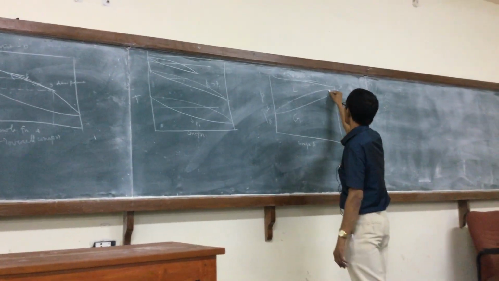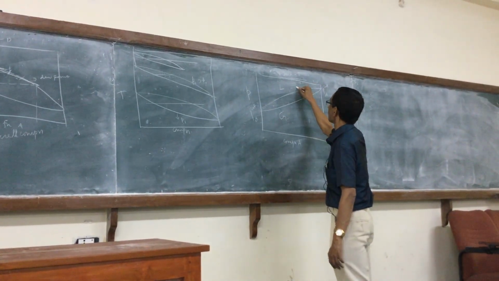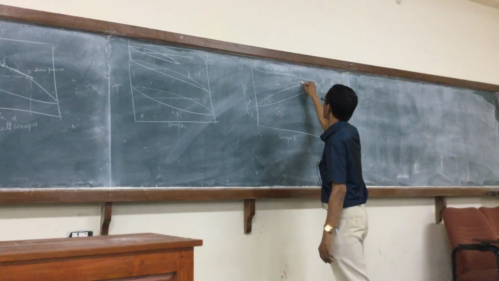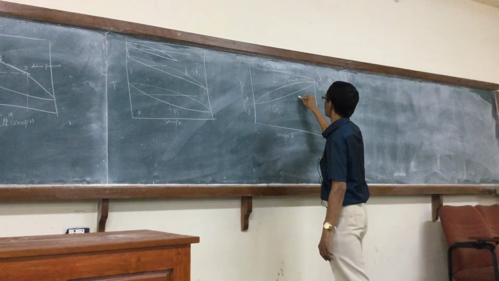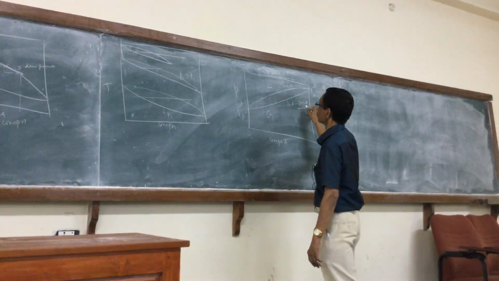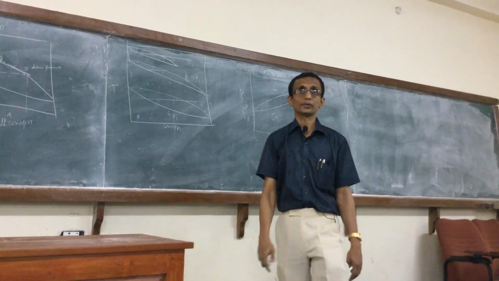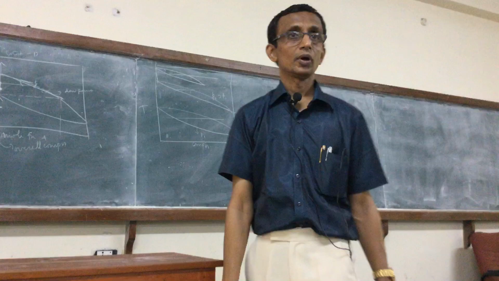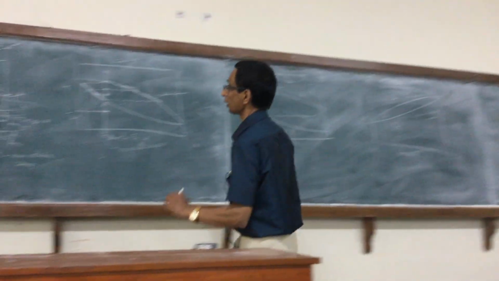So this will be now what you can call a bubble curve. This will be the dew point curve representing the vapor phase. So that we should be very much aware of, because the same thing we want to be reflected here.